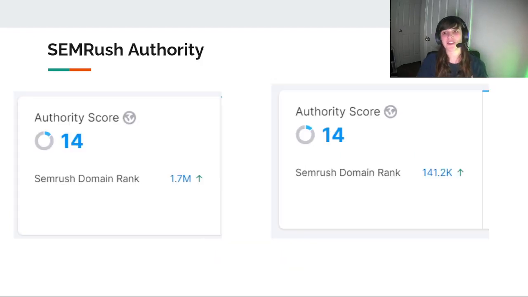So Semrush Authority keeps me at the same position as last month. So those backlinks that I acquired must not have really made a difference in my authority score. Compared to last month, I only went up 141,000 spots, compared to 1.7 million.